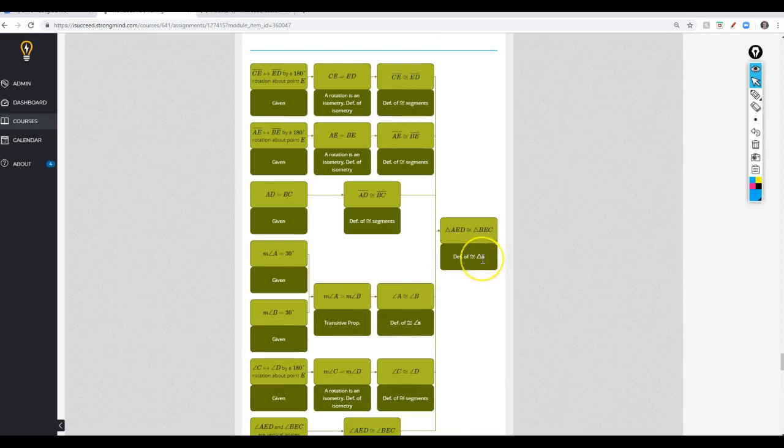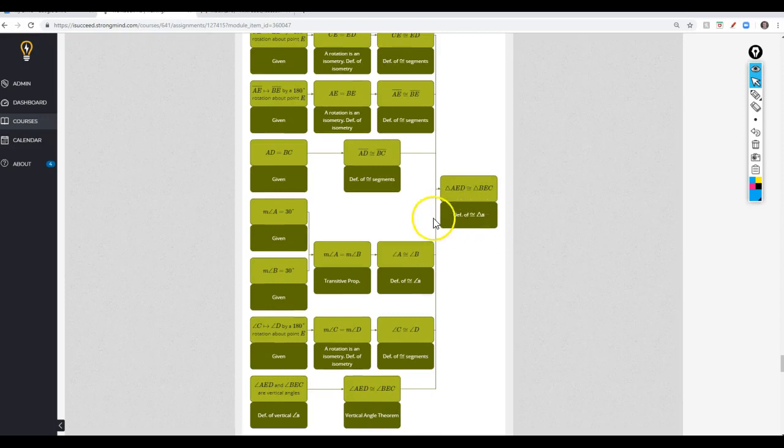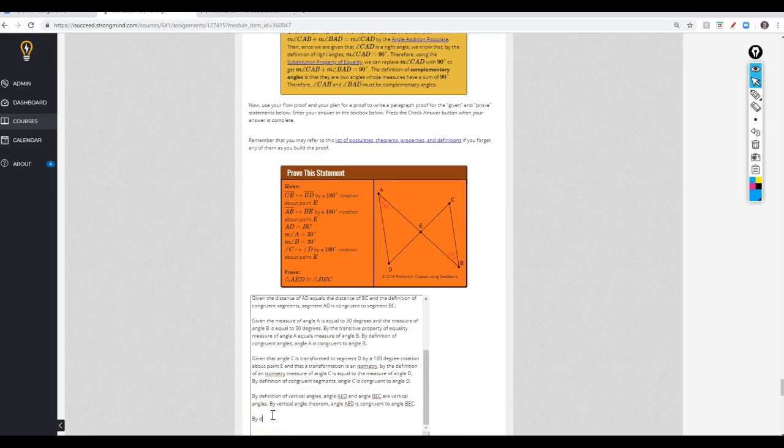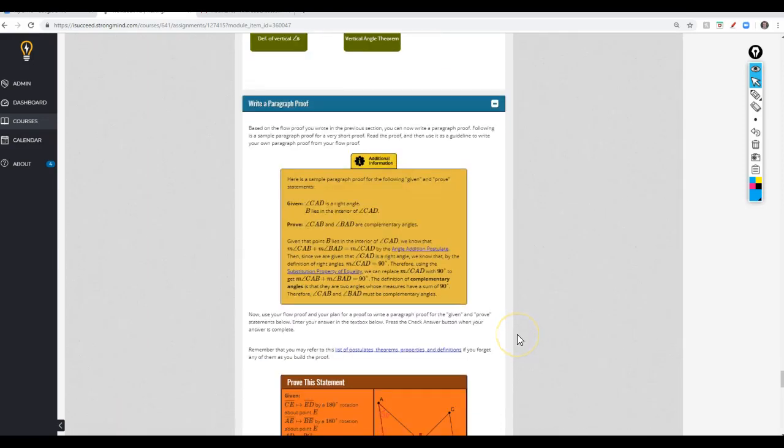And then, by definition of congruent triangles, we have that triangle AED is congruent to triangle BEC because we proved each of these individual parts so that we could use the definition of congruent triangles. So by definition of congruent triangles, triangle AED is congruent to triangle BEC.